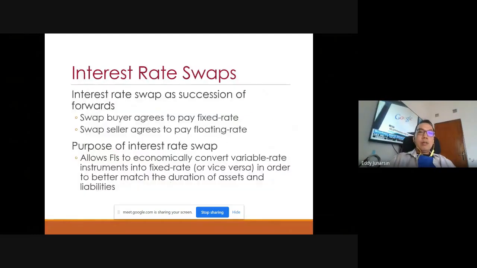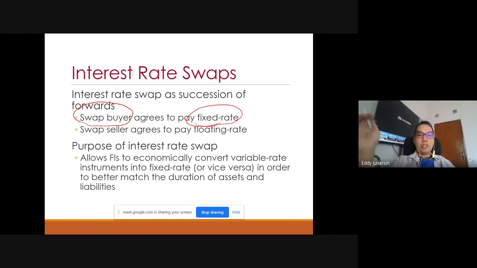Okay, so we'll repeat a bit something that we have seen in the other YouTube video, the previous part. This is about interest rate swaps. An interest rate swap is equivalent to a succession of forward contracts. So we have a common practice in the swaps market. We say that the swap buyer is the entity that agrees to pay the fixed rate obligation.